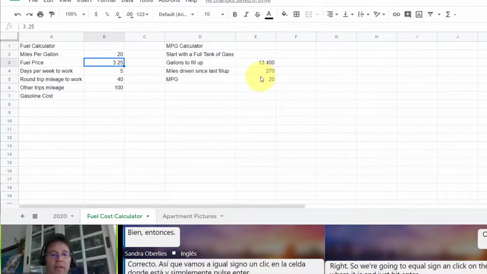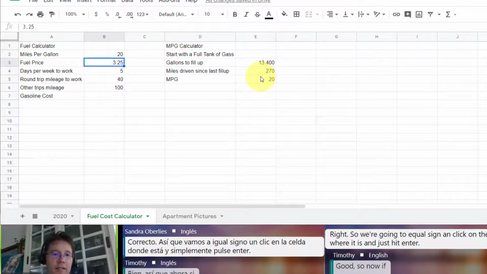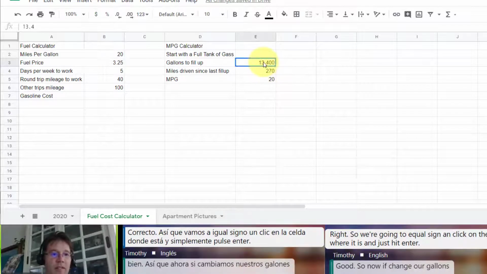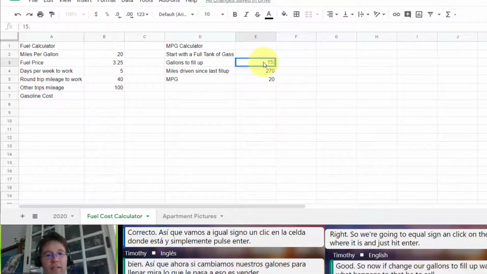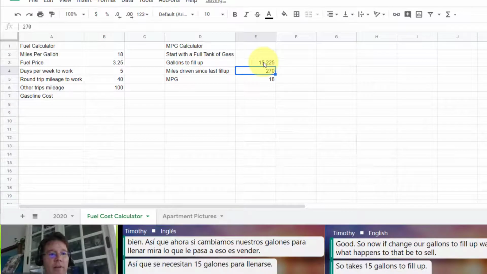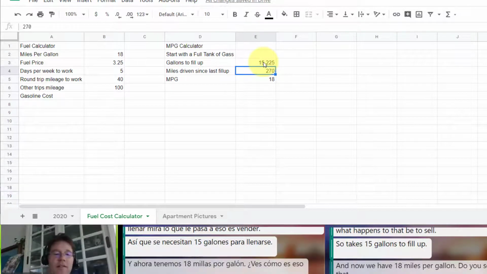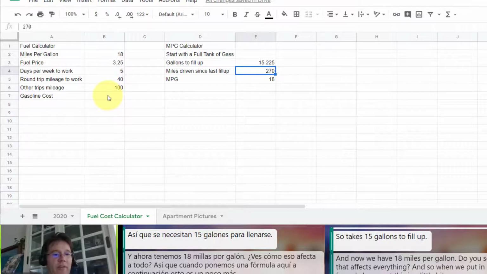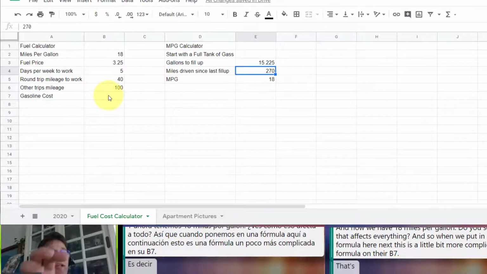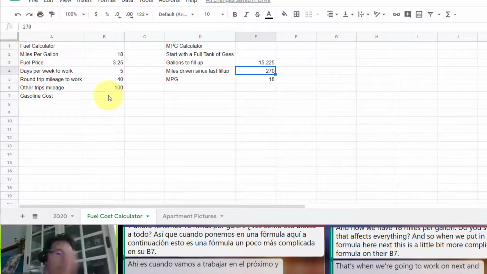Good. So now if we change our gallons to fill up, watch what happens to that B2 cell. So it takes 15 gallons to fill up, and now we have 18 miles per gallon. Do you see how that affects everything? And so when we put in a formula here next, this is a little bit more complicated formula under B7. That's the one we're going to work on next. And you'll see all of these numbers affect each other.